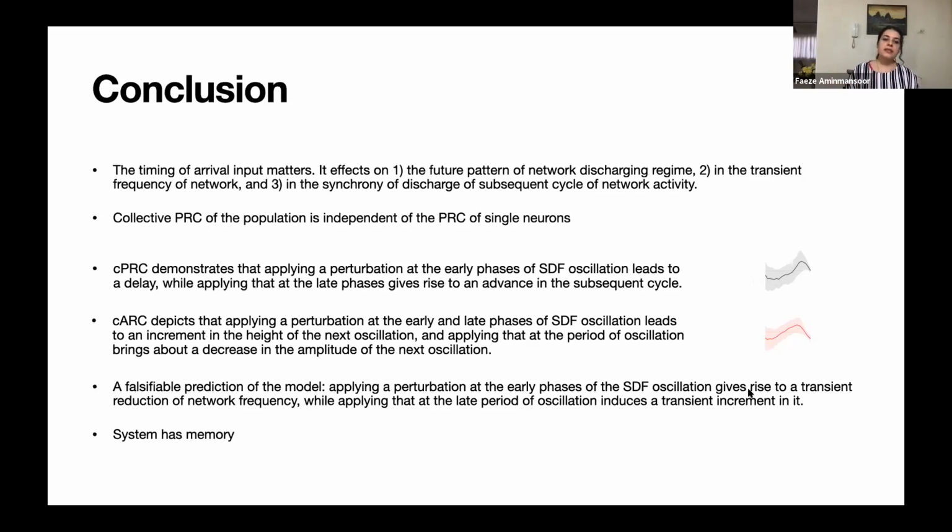And a falsifiable prediction of this model is that if I apply a perturbation at early phases of the oscillation, which has an equivalent for LFP oscillation, this gives rise to a transient reduction of network frequency, while applying it in the late period of oscillation induces a transient increment in it.